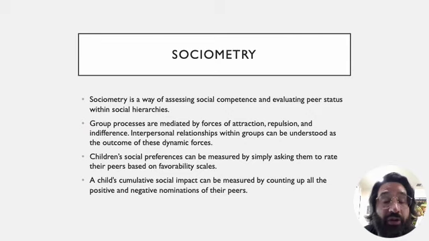And a child's cumulative social impact can be measured by counting up all the positive and negative nominations of their peers. When we talk about cumulative social impact, we're talking about how present this individual child is in the minds of the other children. How much do the other kids think of this child, and what exactly do they think of this child? Do they see them as likable or more disagreeable? And so this is a way of assessing the social impact of individuals.